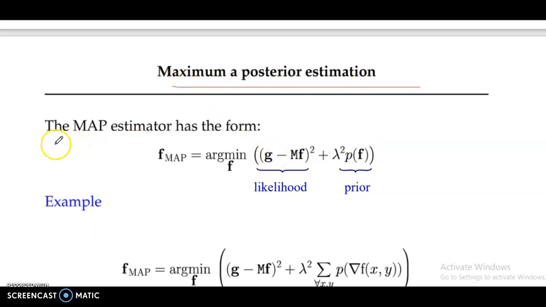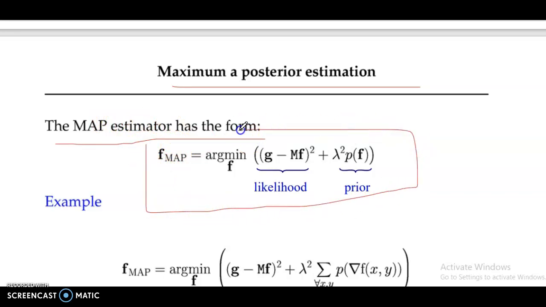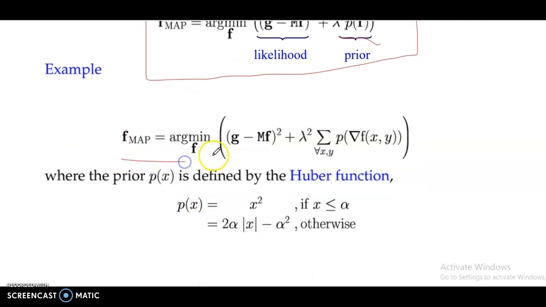Maximum a posteriori estimation. The MAP estimate has the form f MAP equals the argument minimum over f of the norm of g minus M f squared, likelihood, plus lambda squared p of f. Example: f MAP equals the argument minimum over f of the norm of g minus M f squared plus lambda squared times the summation over all x, y of p of the gradient of f of x, y, where p of x is defined by the Huber function: p of x equals x squared if x is less than or equal to alpha, and 2 alpha mod x minus alpha squared otherwise.